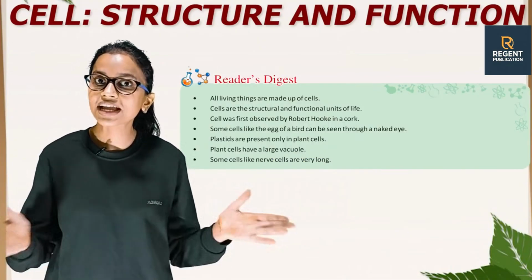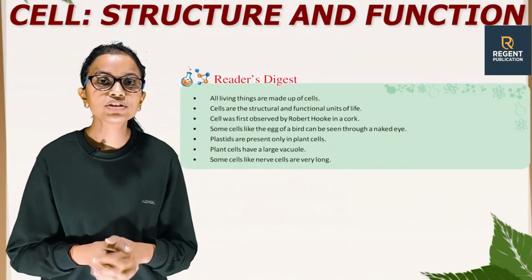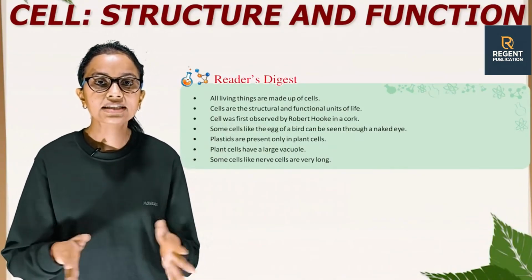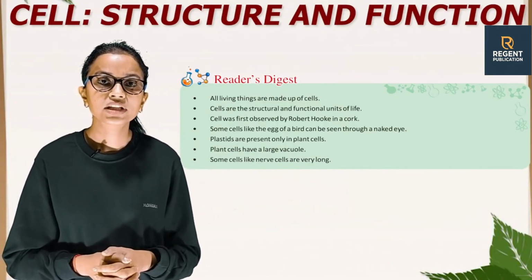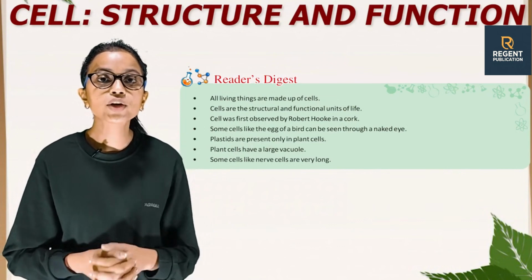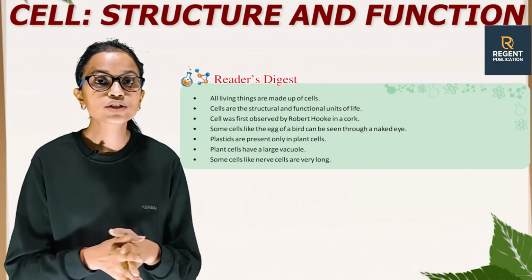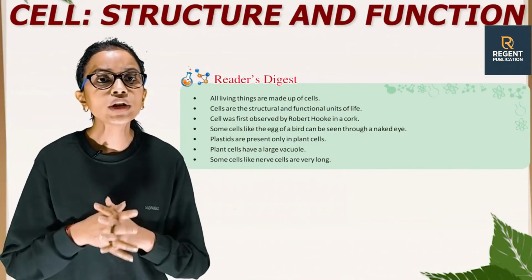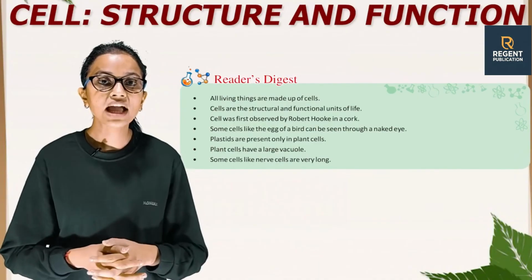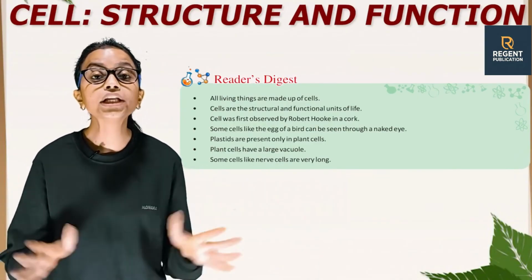So students, it's time for Reader's Digest. All living things are made up of the cells. Cells are the structural and functional units of life. Cell was first observed by Robert Hooke in a cork. Some cells, like the eggs of a bird, can be seen through a naked eye. Plastids are present only in plant cells. Plant cells have a large vacuole. Some cells, like nerve cells, are very long.